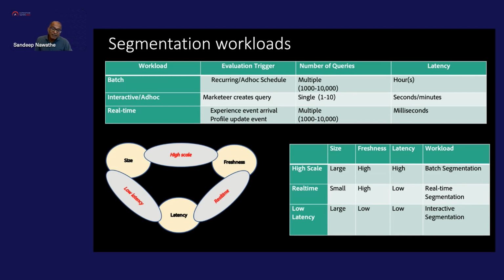So you have to build essentially three distinct engines, each optimizing for two of the three. That's the right bottom side that we're talking about: high scale segmentation is the same as batch segmentation, optimized for size and freshness. Latency is not optimal. Real time is optimized for freshness and latency, but the size is small because it's one profile at a time segmentation. Versus the last one, which is the interactive, which has a large size of data and low latency, but the freshness is lower because you're pre-computing all the indexes and optimal structures to make sure your queries can run fast on large data sets. So that's how the segmentation workloads look.